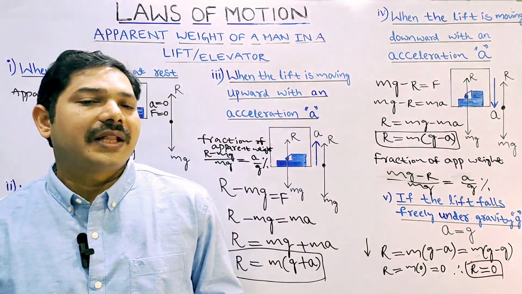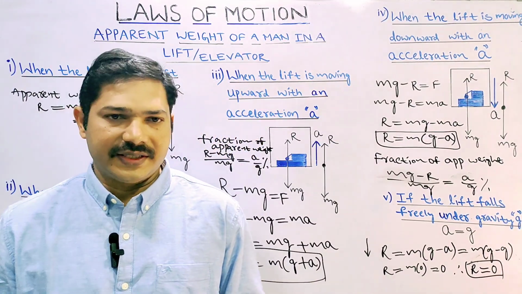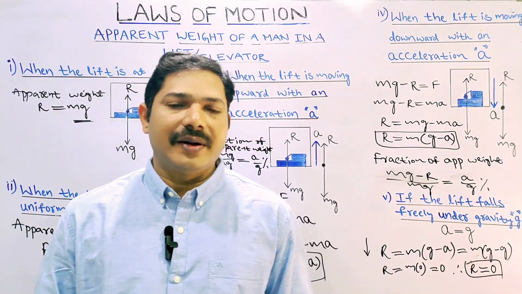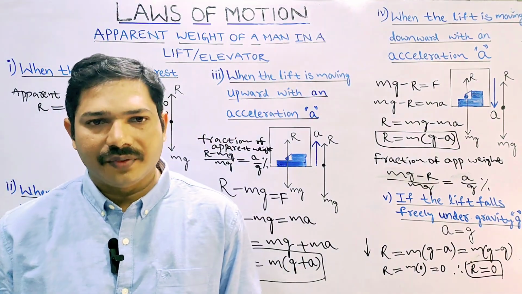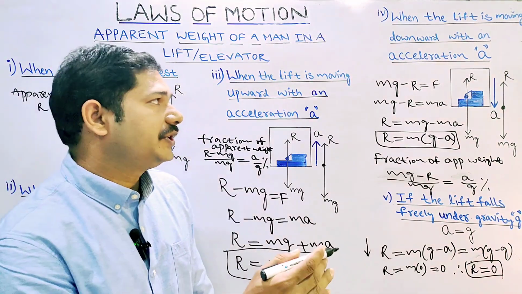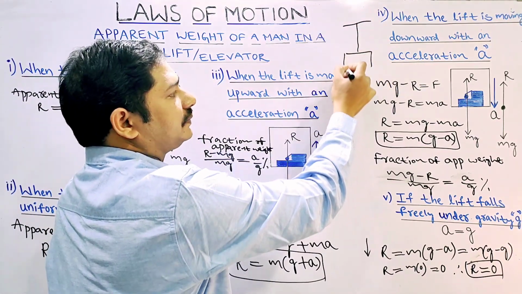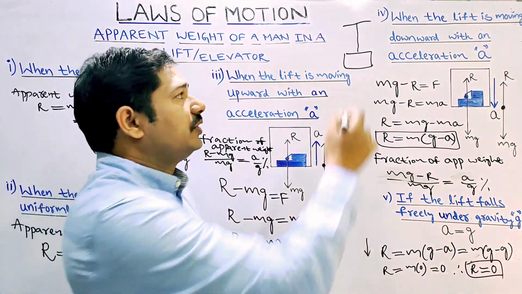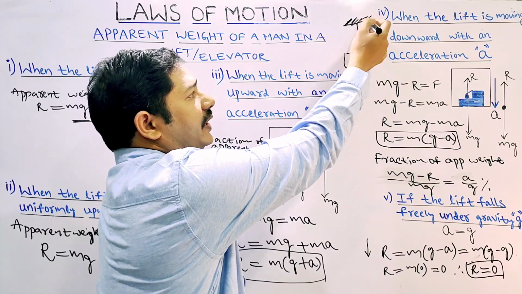So these are the lift or elevator cases. Next, a person is hanging from a string, with the help of the string. The string is fixed at the roof, at a rigid support. I am showing here, you can observe, one string with some load attached, and the string is fixed to a rigid support.